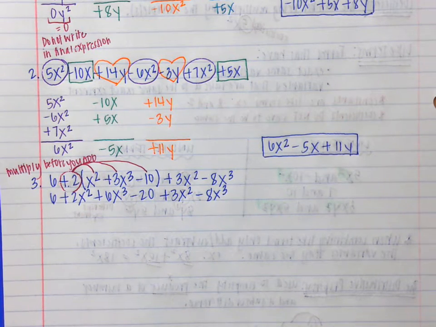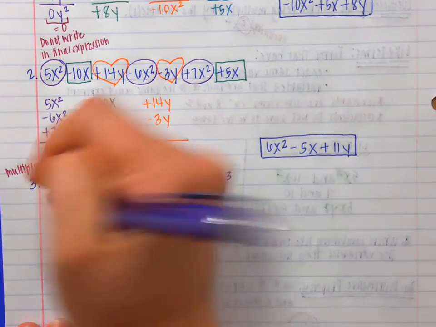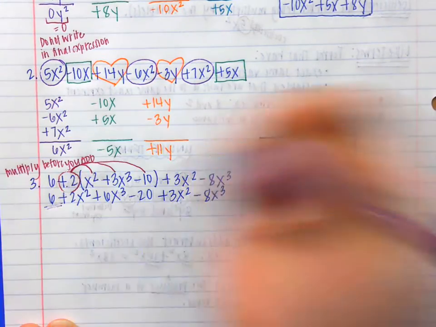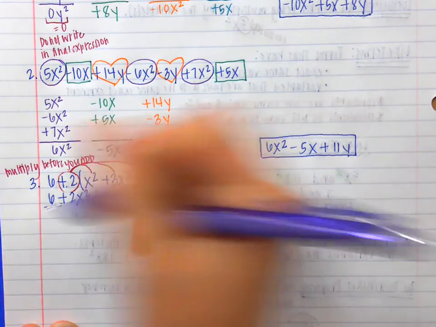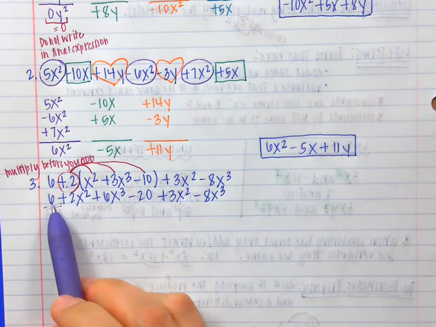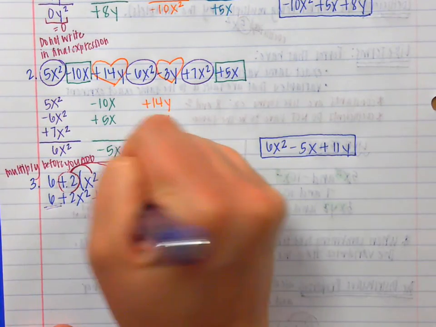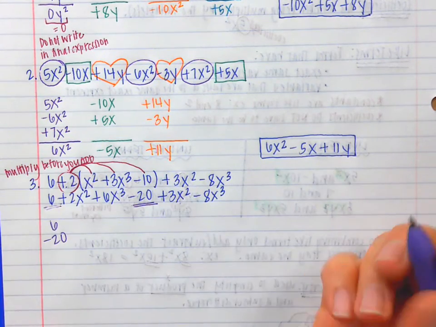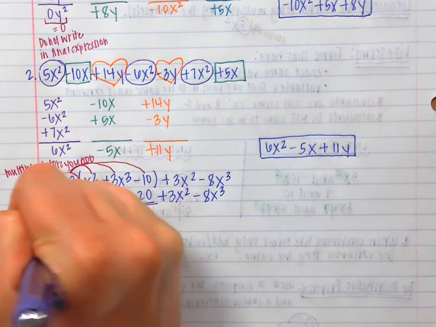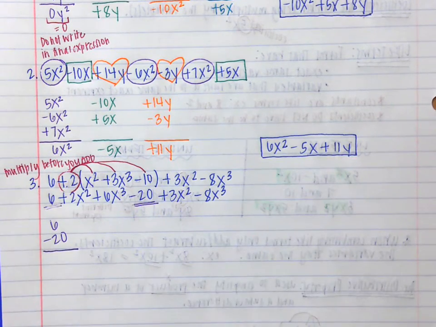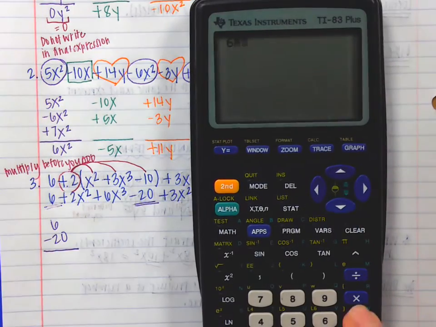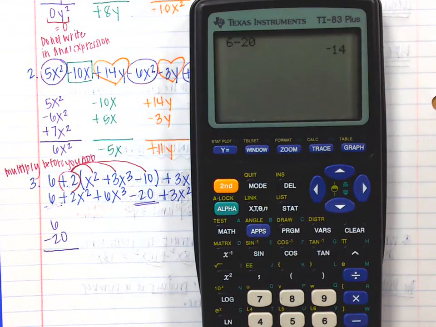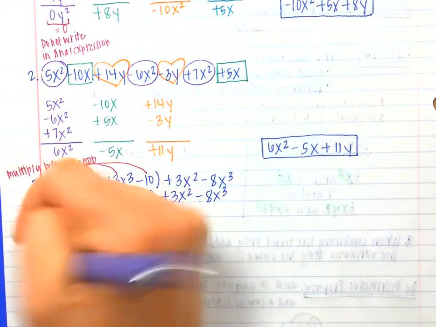Okay, so I'm going to start by looking at the 6. So what else can combine with the 6? My purple's running out. It has to have no variables, so the negative 20. There we go. So 6 minus 20. Now, if you're still struggling with adding and subtracting integers, use your calculator. There's no shame in using the calculator. 6 minus 20 gets me negative 14. Great.